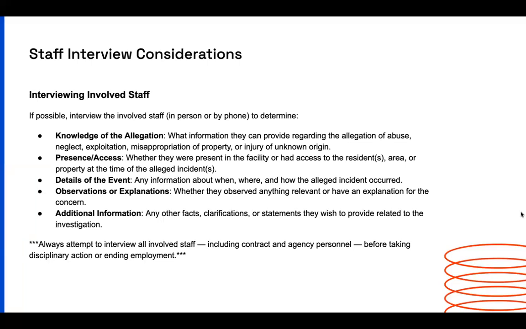And then any other additional information. So the note on this page is to always attempt to interview all involved staff, including contract and agency personnel, before taking disciplinary action or ending employment. I have reviewed a number of reportables where we just separated from employment or clicked the little button that says we don't want them back for contract staff, and then we didn't get the information from them about what occurred. So if you can, try to get the staff interviews done prior to any kind of disciplinary action or ending that employment.